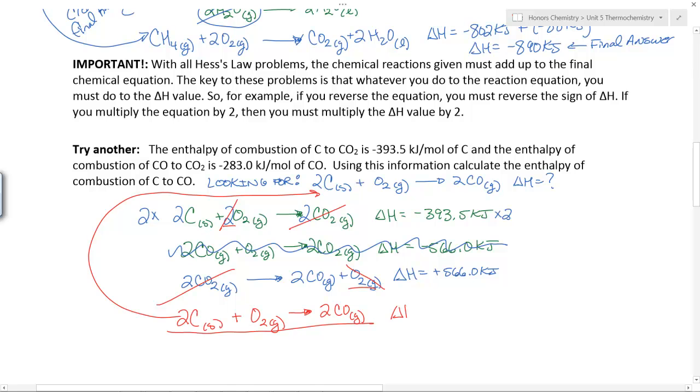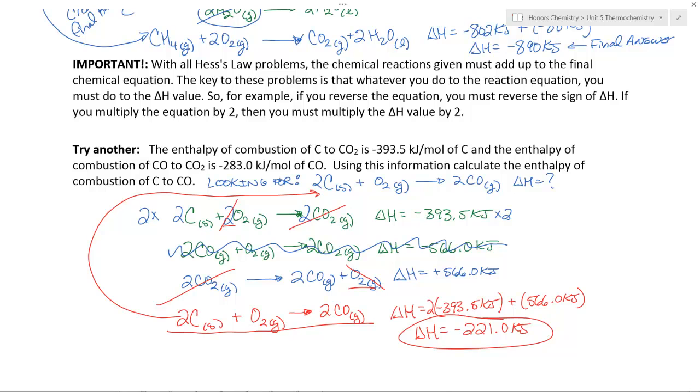To find the overall delta H, all I'm going to do is add the delta H's from the two reactions. Now, since I have a multiplier for this first reaction, I have to remember to take the negative 393.5 kilojoules and multiply by that 2 before I add it to the other 566 kilojoules from the second reaction. When you do this, the overall delta H for this reaction comes out to a total of negative 221.0 kilojoules of energy.